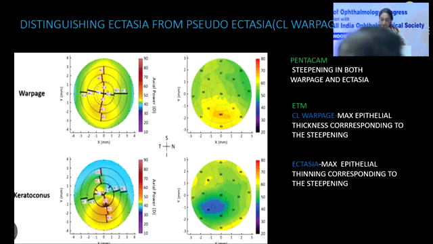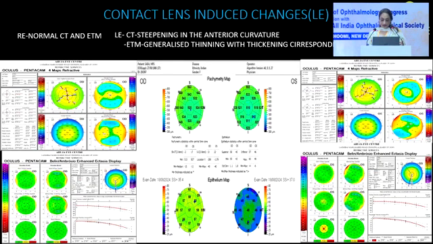Now this is a patient of a contact lens wear who is using contact lens only in the left eye for the past few years. So the right eye is absolutely normal topographically and the ETM is also absolutely normal. But the left eye is showing elevation in the anterior curvature map, and the epithelium thickness profile in the left eye is showing generalized thinning and thickening over the central region corresponding to the elevation, enabling a diagnosis of contact lens warpage.